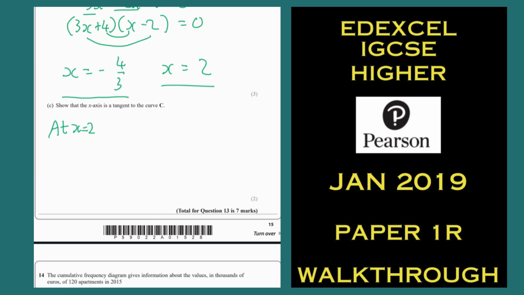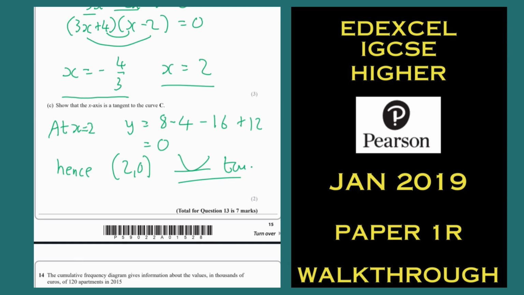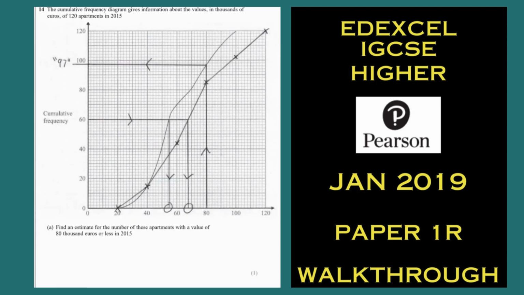So when x equals 2, y equals 2 cubed minus 2 squared minus 8 twos plus 12, and you do indeed get 0. And then you can write the word "hence": the coordinate (2, 0) is a turning point, like so. In other words, it is a tangent. So write yourself a little sentence there. As always, I've done it in proper examiner's terms on my worked answers on the website.